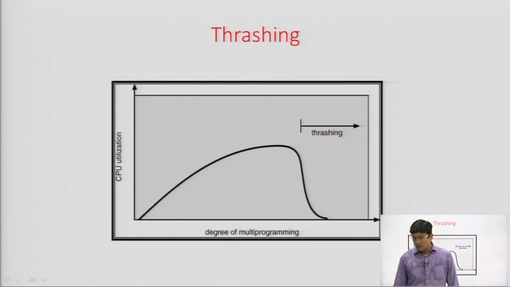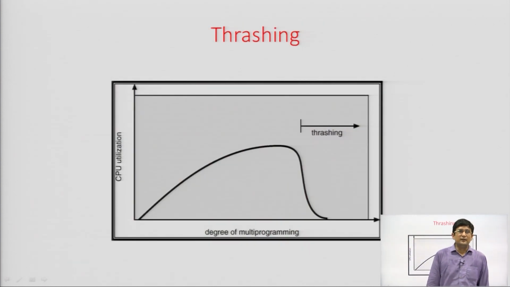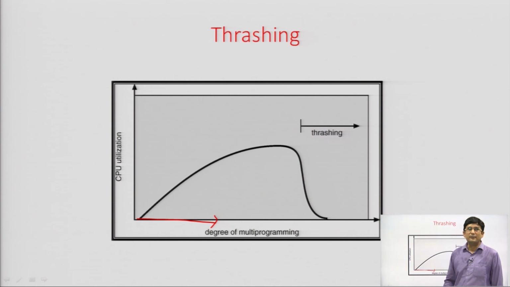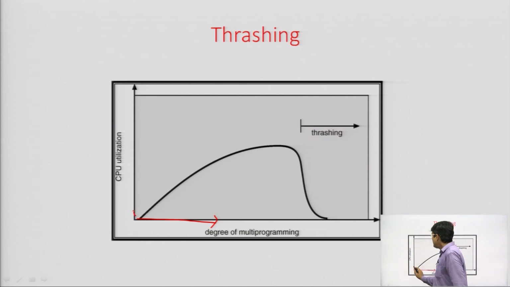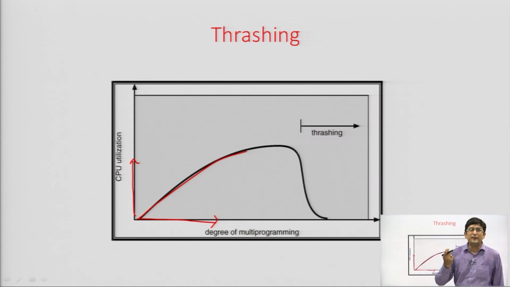Now let us study the last concept for today. Let us say we are increasing the degree of multiprogramming. Obviously, if we increase the degree of multiprogramming, the CPU utilization will get better. But when we increase the degree of multiprogramming, we are actually reducing the number of frames. When we reduce the number of frames, the page faults will start increasing. You had 4 frames, then 3, then 2. Obviously, the page fault rate will increase.